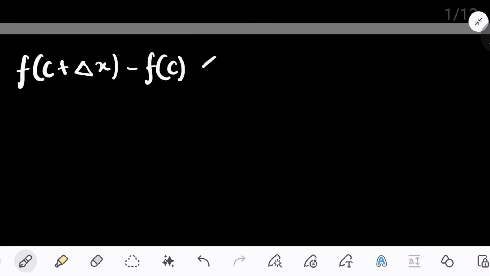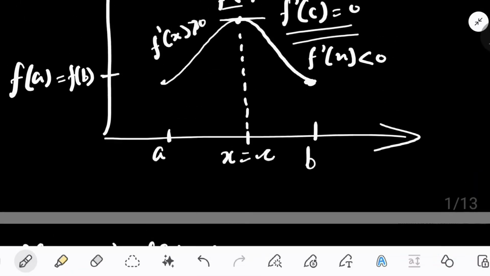Okay. Let's see the proof also for better understanding. Well, you observe that f at c plus delta x, right, minus f at c will be less than or equal to 0, right? Since at c the function is attaining its maximum value, right?